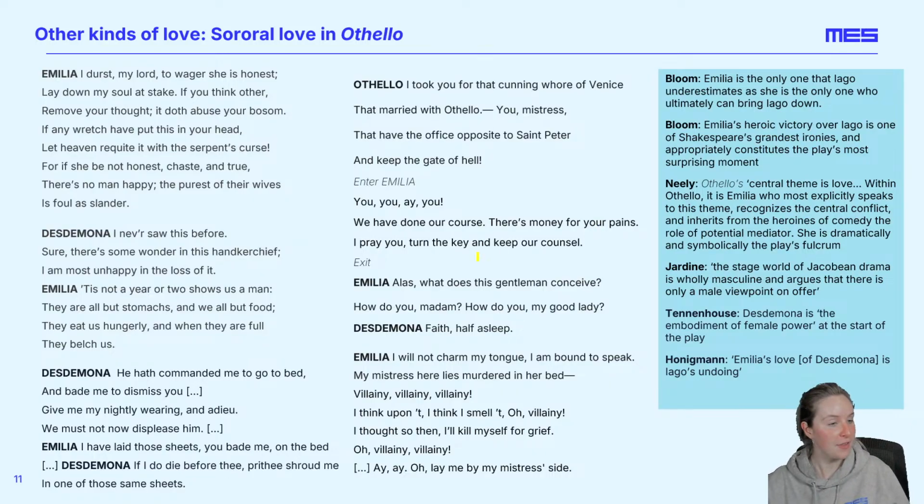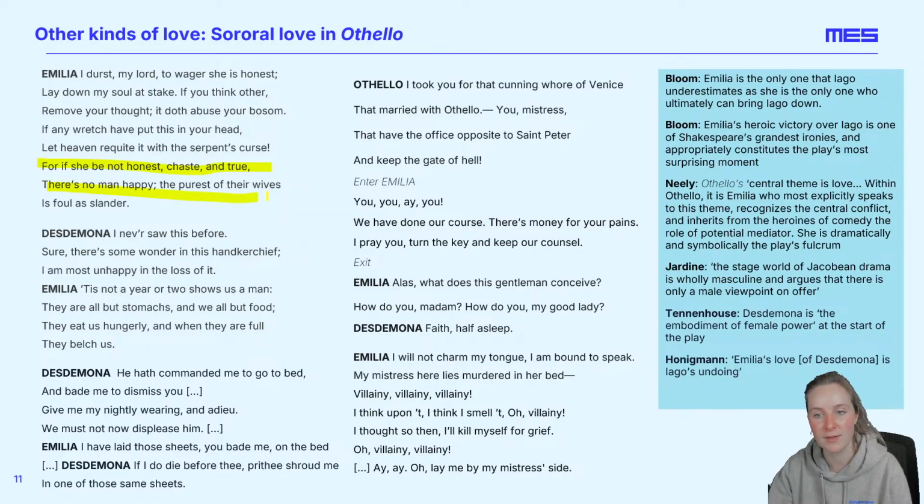Now we have other kinds of love. So sororal love, for example. Amelia says, I durst, my lord, to wager that she is honest. Lay down my soul at stake. If you think other, remove your thought, it doth abuse your bosom. If any wretch have put this in your head, let heaven requite it with the serpent's curse. For if she be not honest, chaste, and true, there's no man happy. The purest of their wives is foul as slander.